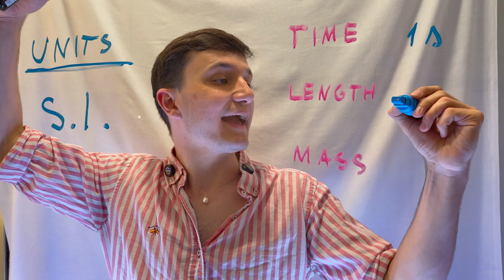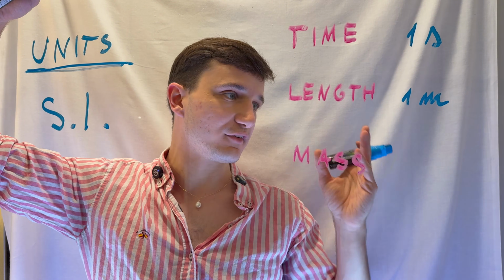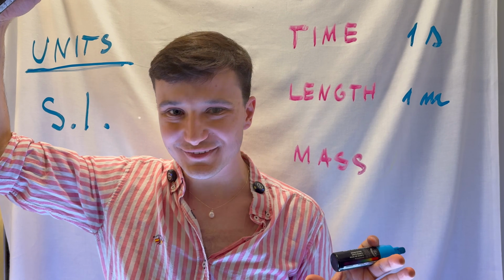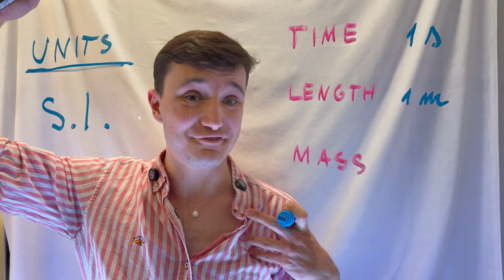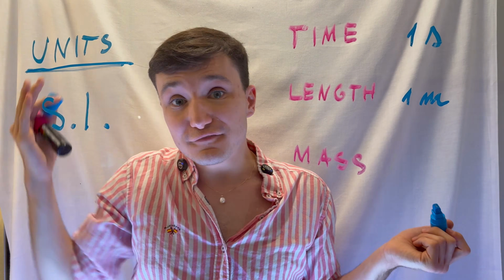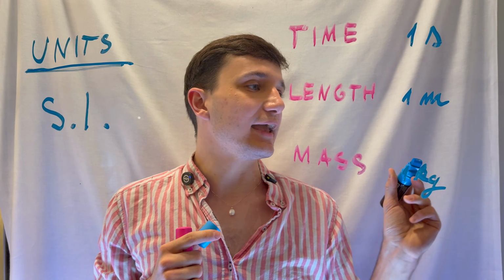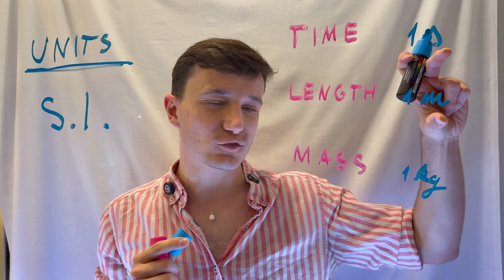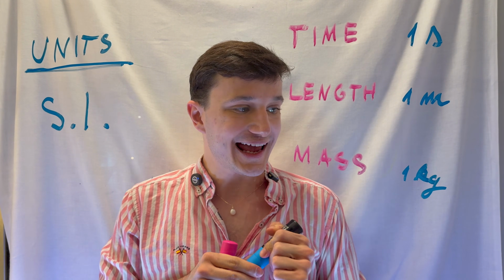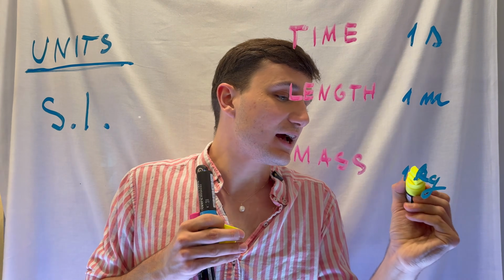For length, we have the meter. I am sorry if you're from America or if you're from a country that utilizes the imperial system, but I am both European and a physicist, so I will never in my life use feet. I always go for meters. Finally, for mass, we work in 1 kilogram. And you might ask, if we're working in seconds and meters, why are we working in kilograms and not in grams, right? Why do we add this K right here?